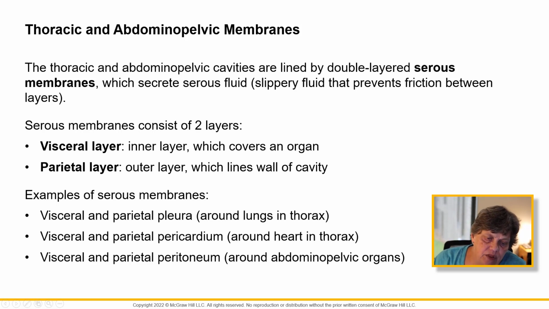So this stays consistent throughout A&P. Anytime you have two layers like that, the inner layer will be the visceral layer, the outer layer will be the parietal layer. Some examples are around the lungs, around the heart, around the abdominal pelvic cavity, and those organs. So we're going to take a look at these layers.